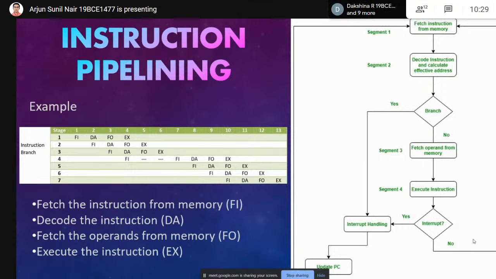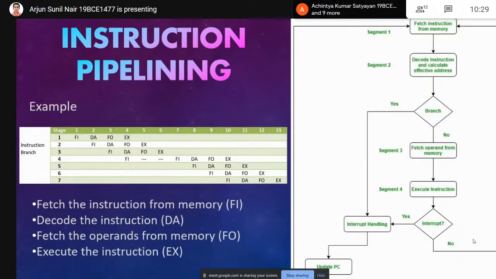Here FI denotes fetch instruction, DA denotes decode of an instruction, FO denotes fetch operands, and EX denotes execution. The instruction is fetched on the first clock cycle in segment 1. Then it is decoded in the next clock cycle. Then operands are fetched, and finally the instruction is executed. Here the fetch and decode phases are overlapped due to pipelining. While the first instruction is being decoded, the next instruction is fetched by the pipeline.